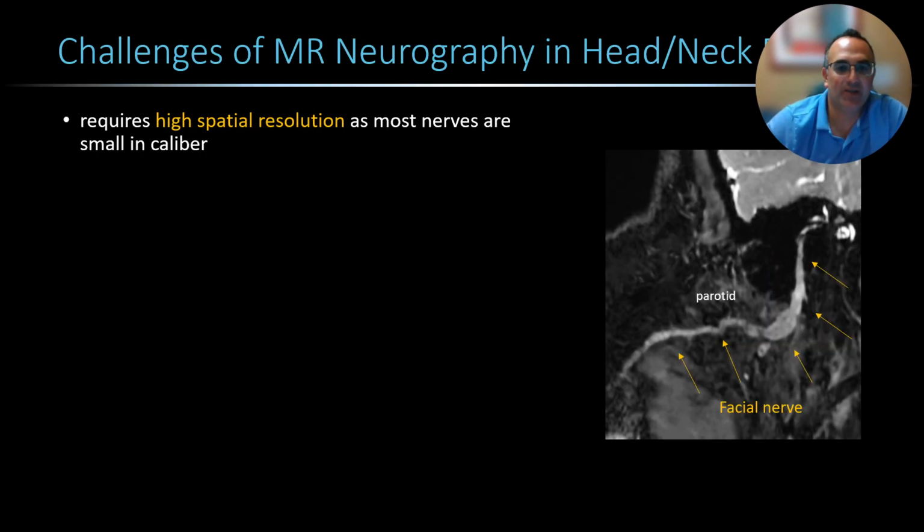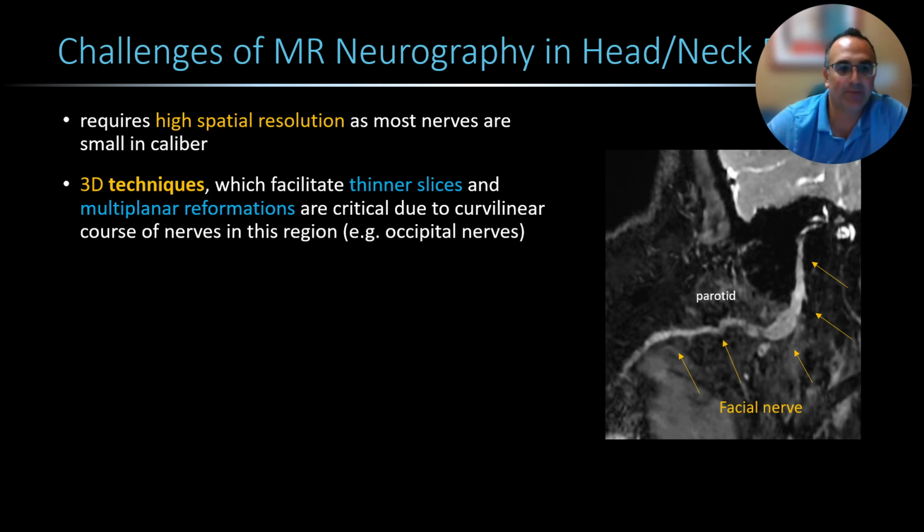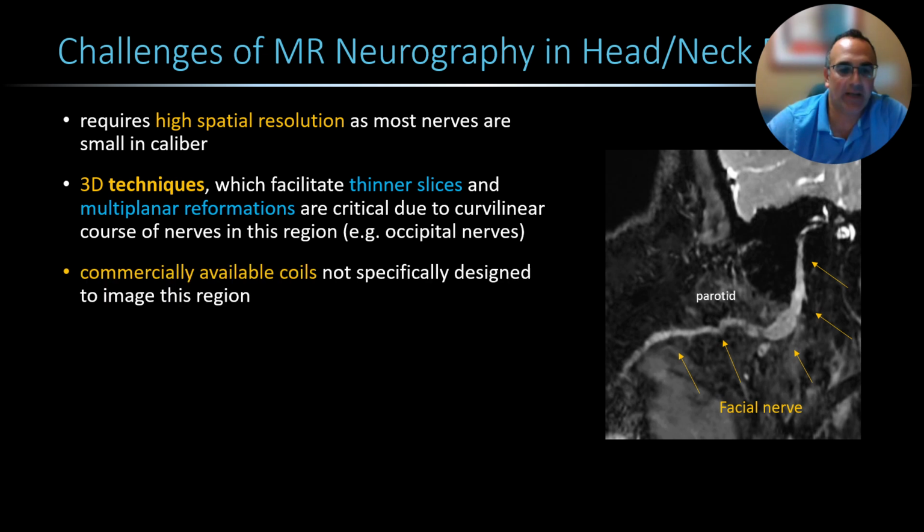There are particular challenges of MR neurography in the head and neck region. First, it requires high spatial resolution, as most nerves in this region are small in caliber. Secondly, 3D techniques, which facilitate thinner slices and multiplanar reformations, or MPRs, as shown on the right, are critical due to the curvilinear course of nerves in this region. 3D techniques are often more challenging to obtain compared to 2D techniques due to time and ability to obtain adequate sharpness. Commercially available coils are not specifically designed to image this region.